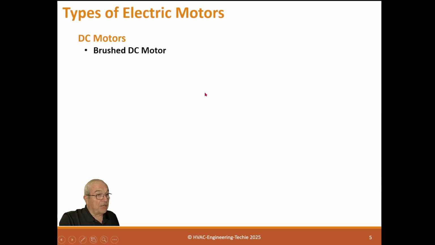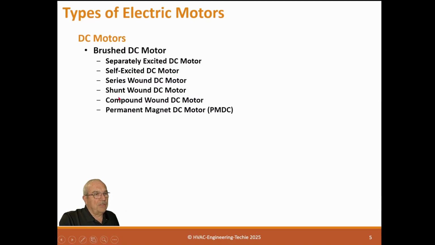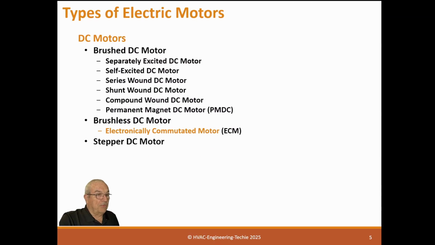DC motors are direct current or brushed DC motors: separately excited DC motor, self-excited DC motor, series wound DC motor, shunt wound DC motor, compound wound DC motor, permanent magnet DC motor, brushless DC motors, which is an electronically commutated motor. An ECM motor is a brushless DC motor. And an electronically controlled stepper motor is also a DC motor.